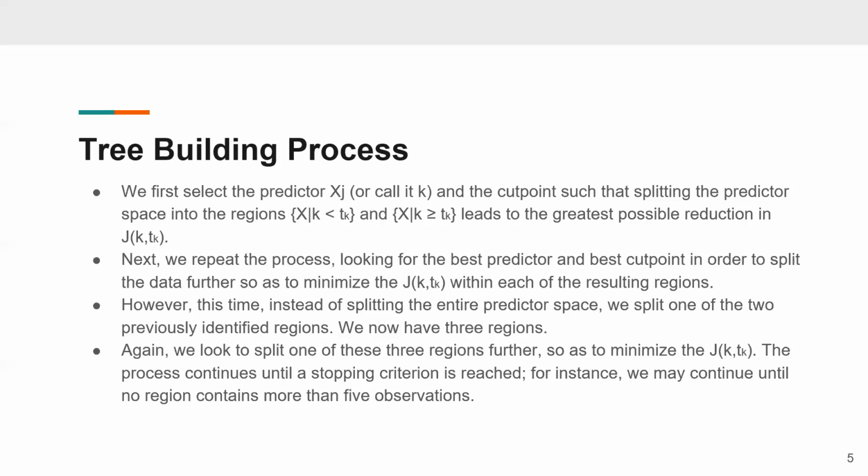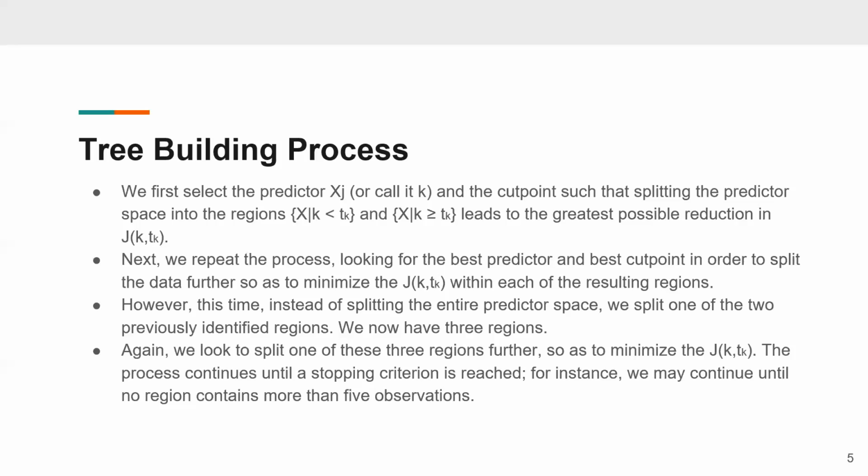However, as time goes on, you can see that instead of splitting the entire predictor space, we split one of the two previously identified regions so that we have three regions for the second step. First step, you just have one node, split it into two, and then you pick one of them and split that into two as well so that you have three regions. Continue to do this, trying to minimize the J function, and the process continues until a stopping criterion is reached. For instance, we may continue until no region contains more than 5 observations. This would be one of the stopping criteria, just one of them.